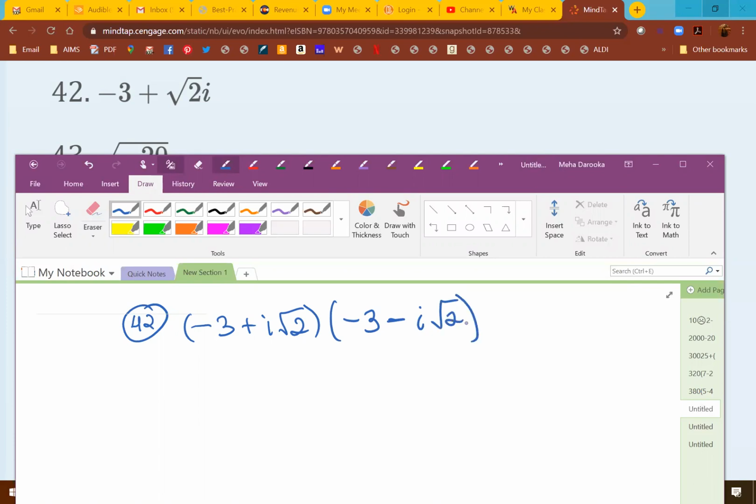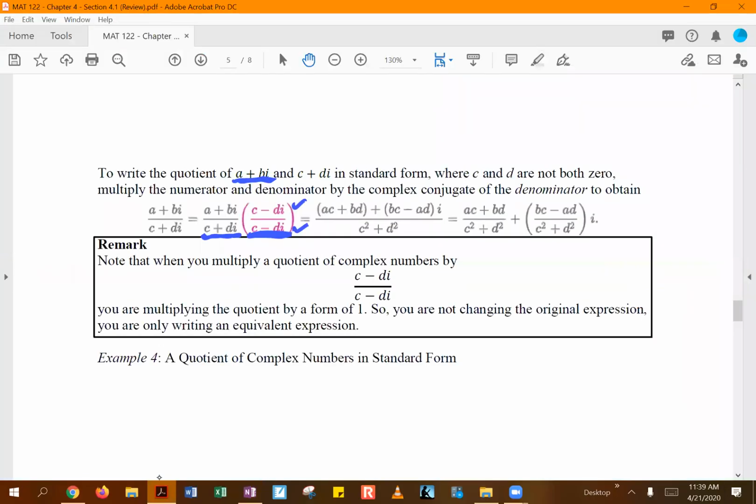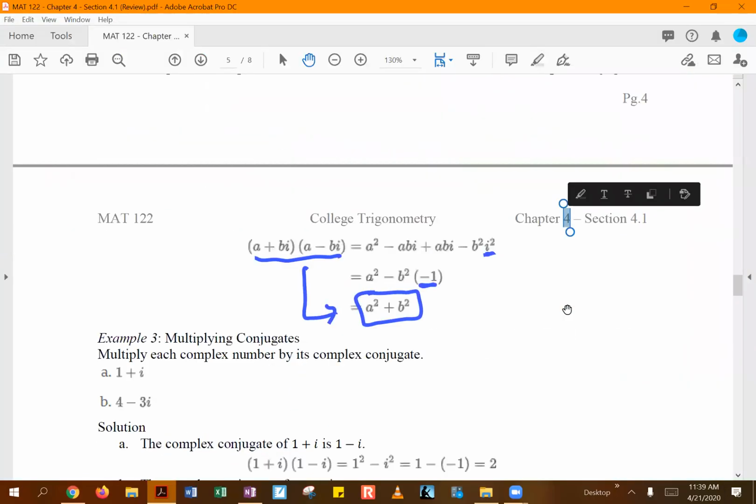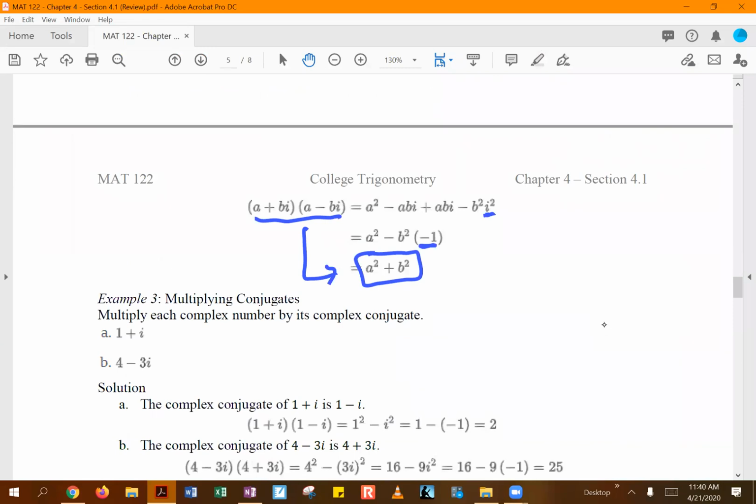All right, very good. Now you can use FOIL over here, obviously, or you can use this process right here that we were looking at. When you multiply the complex conjugate, you're basically doing a squared plus b squared. Whichever one you want to go with. And what does that give you? 9 plus 2, because it's root 2, right? Would it be 9 plus 2i?